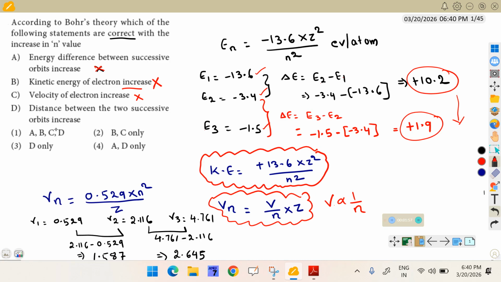Distance between two successive orbits increases. Yes, this is correct. How? Radius of nth orbit is calculated by using the formula 0.529 into n square by Z. Radius of first orbit is 0.529, second orbit is 2.116 and third orbit is 4.761. The difference increases. So only D is correct.